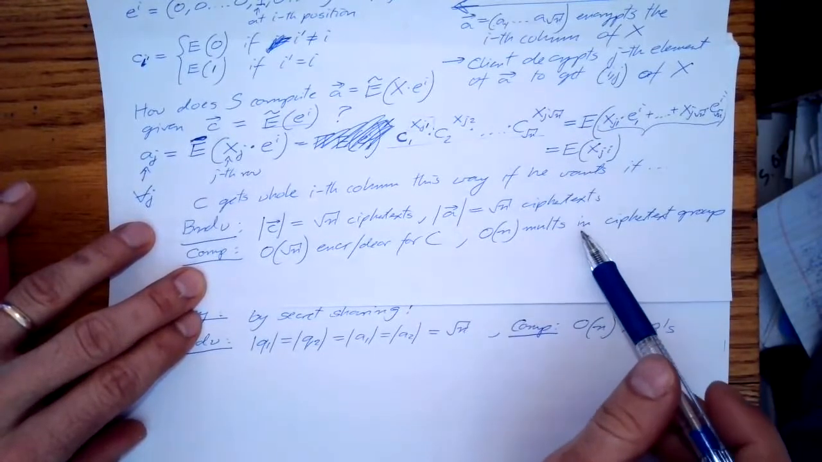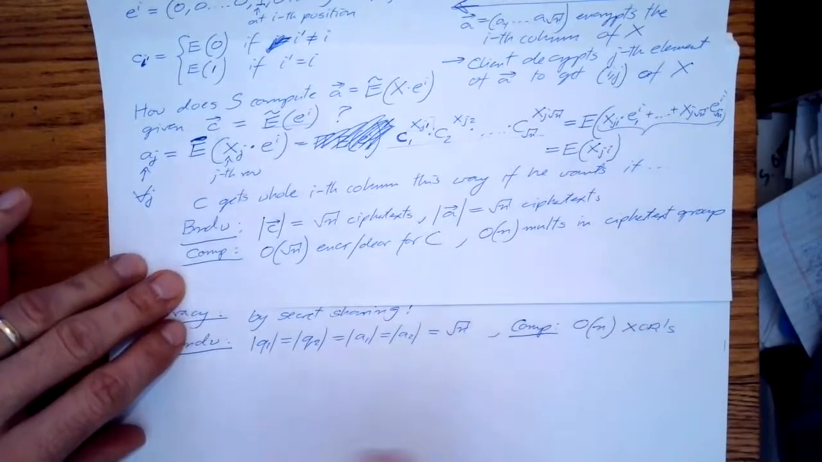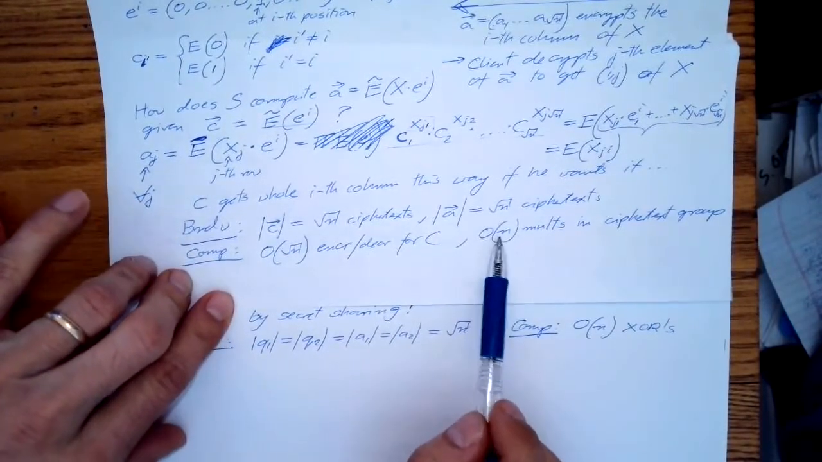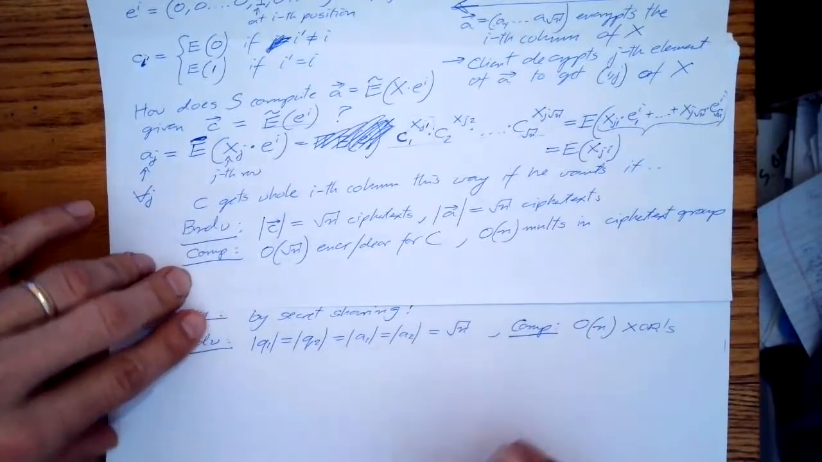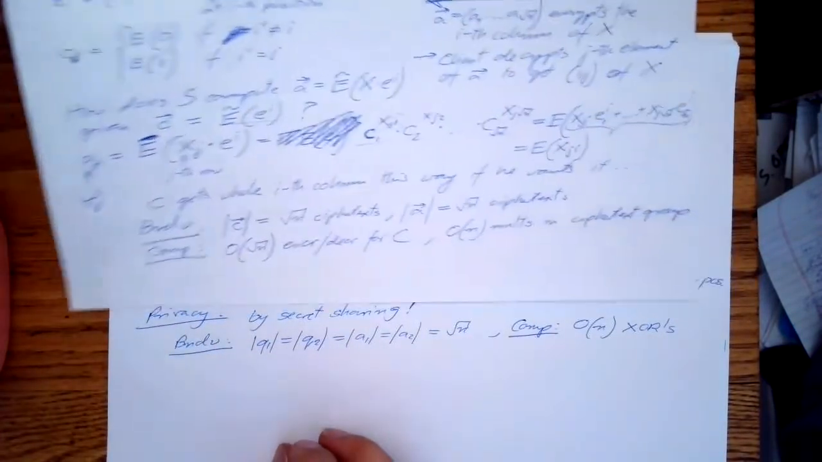So this is a public key type of operation, and if n is large, then this cost will start dominating.